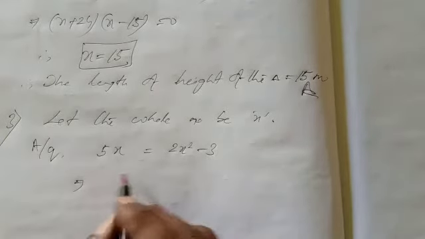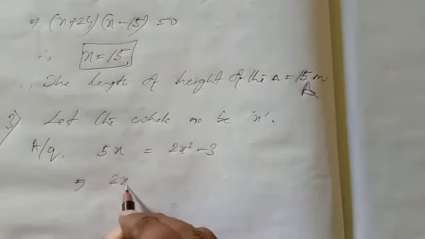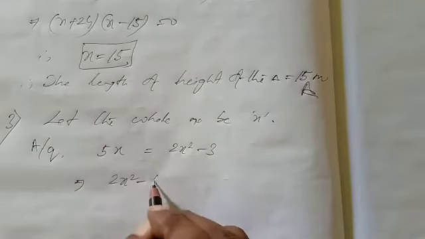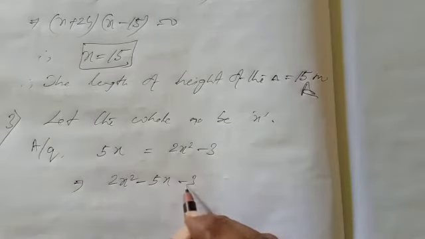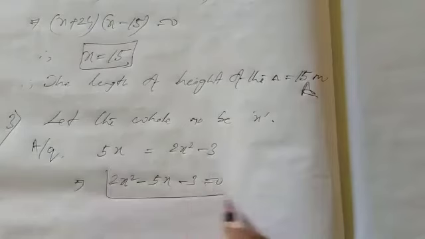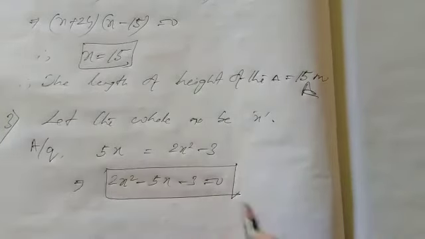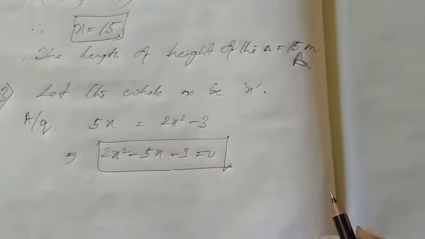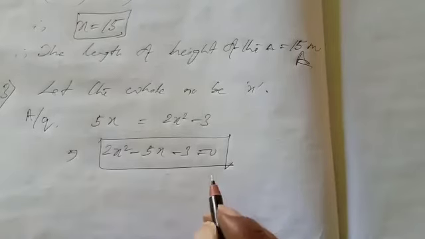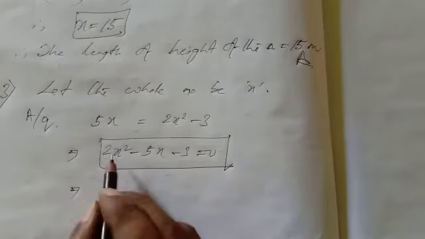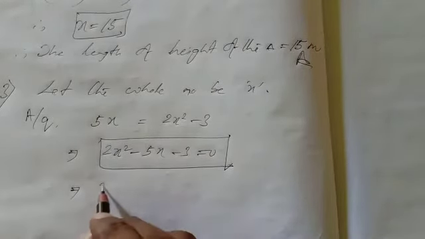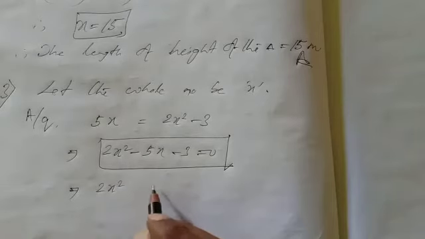Now you have to make one quadratic. This will be 2x square. Take this one that side. 2x square minus 5x minus 3 equal to 0. This is the quadratic equation form. Now you have to solve this quadratic equation by middle term breaking. Okay. How to break? Your multiplication is minus 6, addition is minus 5. So what is the number?